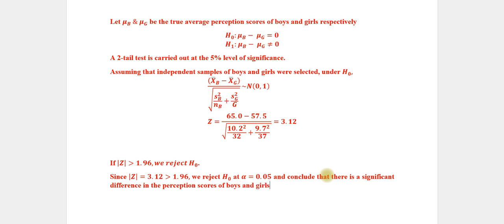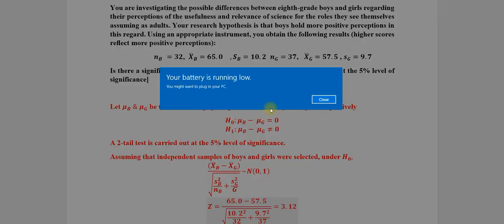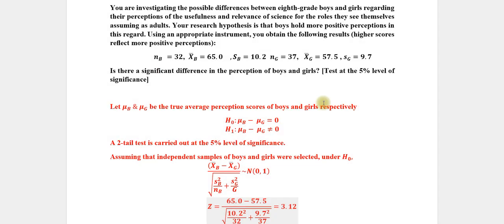You can stop here, but I would suggest that you also give a direction in which there is. You say that there is a significant difference. It's always good to go a little bit higher than that, a bit deeper by saying, okay, if there is a significant difference, where do we have the difference? Is it that males have more positive perception, or is it that females have more positive perception? So this is the next step.